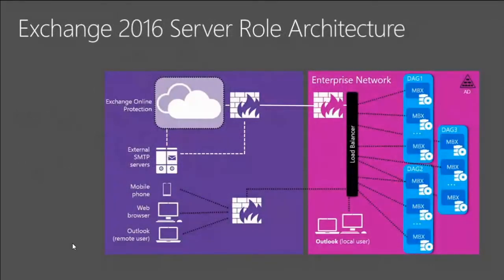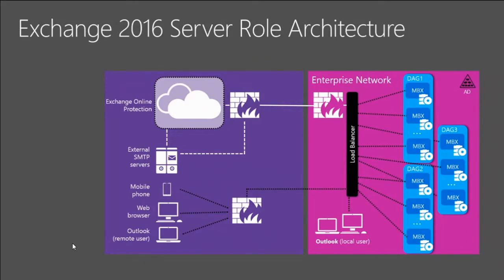All right. Now let's move to somewhat of an architecture diagram. You probably have seen this before in some other sessions too. We have on the right an enterprise network. It is behind a load balancer. And you have, in this case, I've just shown you 3 DAGs with a bunch of mailbox servers in these DAGs. Each DAG, in this case, I could have up to 16 mailbox servers.